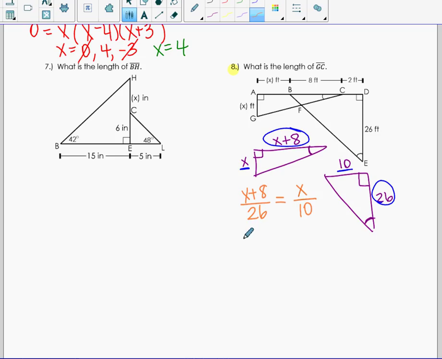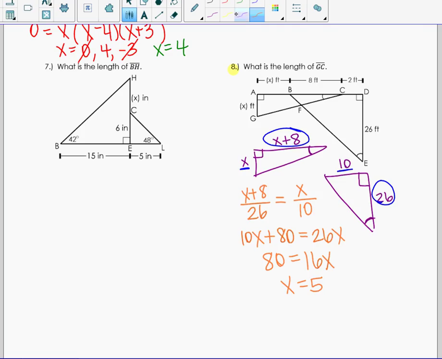Okay, so this ends up being 10X plus 80 equals 26X. Okay, when you cross multiply. So as long as you got that step, you're fine. I don't care what your setup is. So you have 80 equals 16x when you subtract your 10x over from both sides, and you end up with an x value of 5.